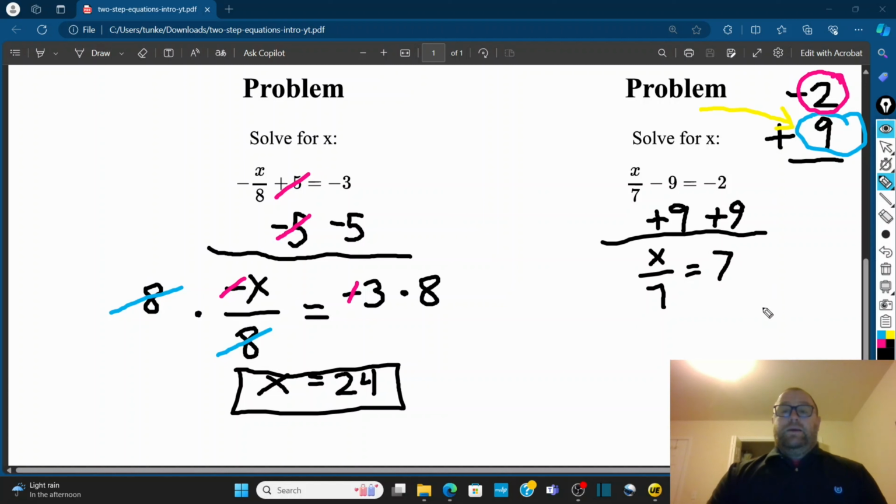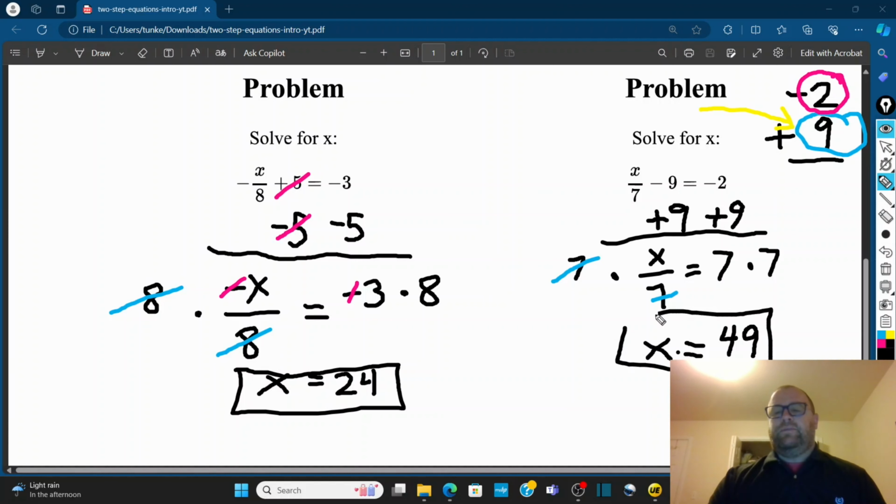Okay. Now we have x divided by 7 equals 7. So to get rid of the division by 7, we have to multiply both sides by 7. And the 7s on the left-hand side will cancel out, and we're left with x equals 7 times 7, which is 49. So x equals 49. And that's all there is to it.